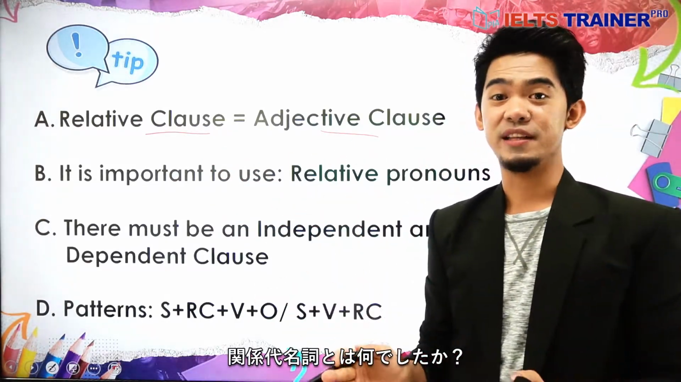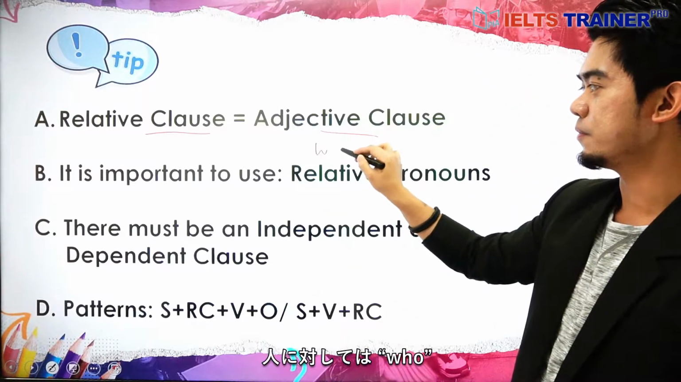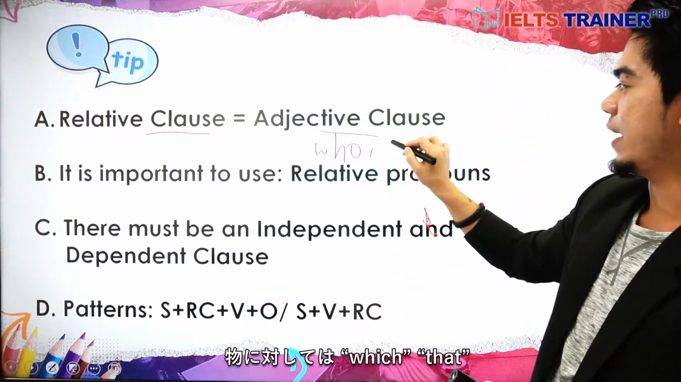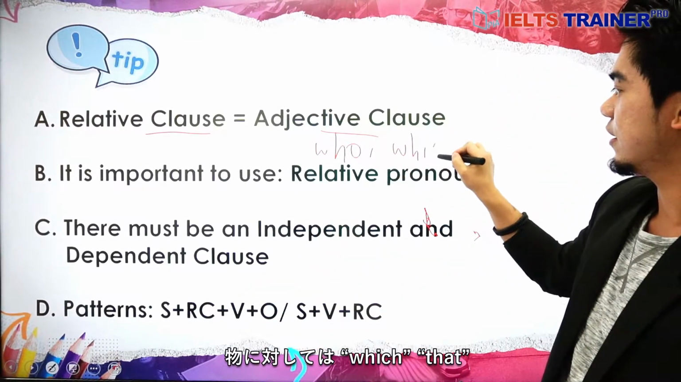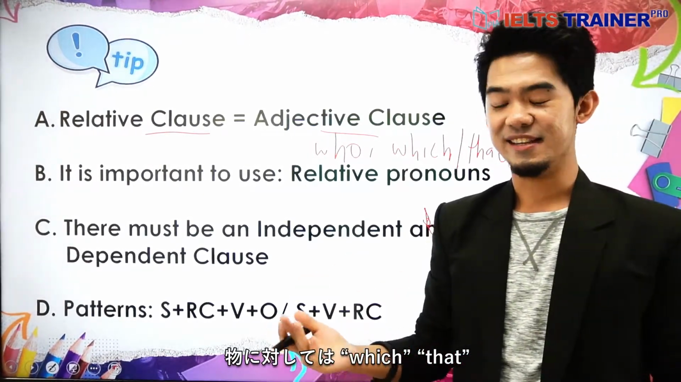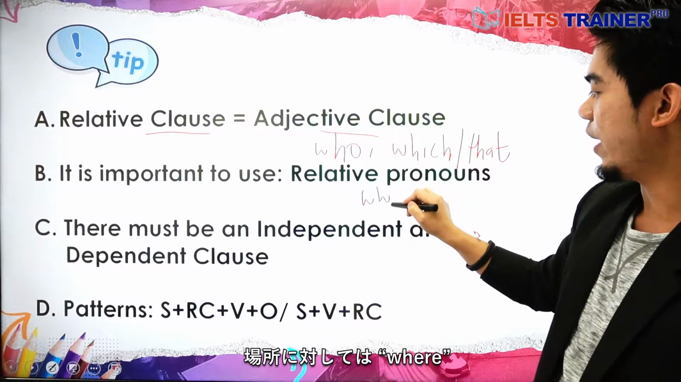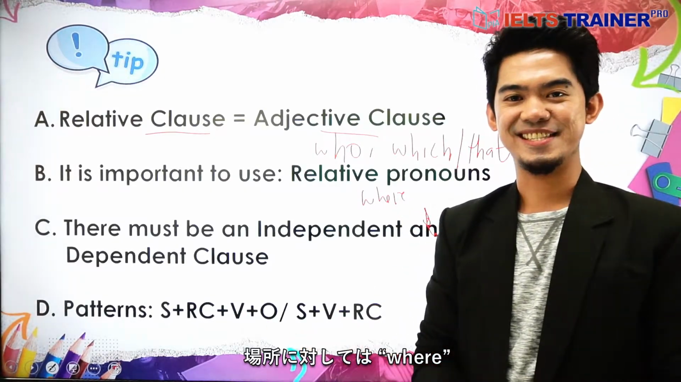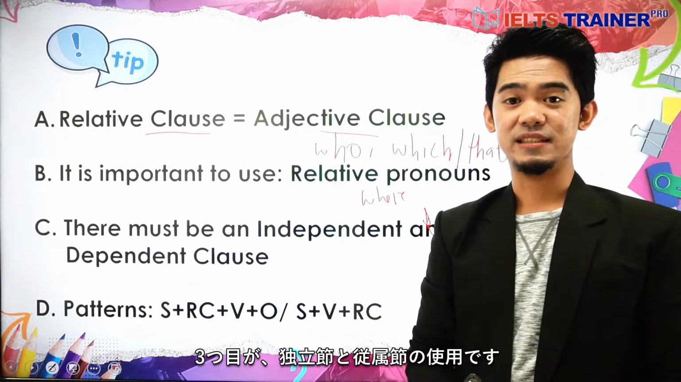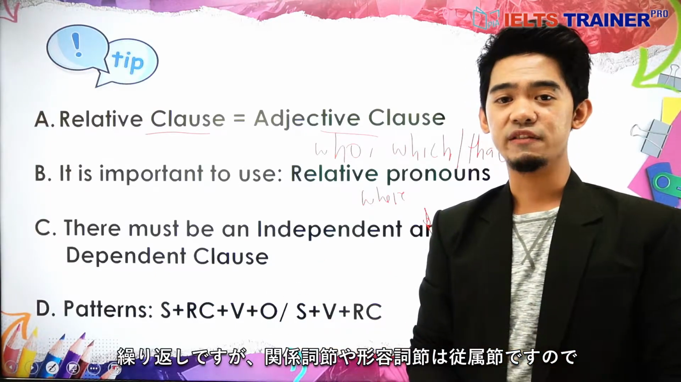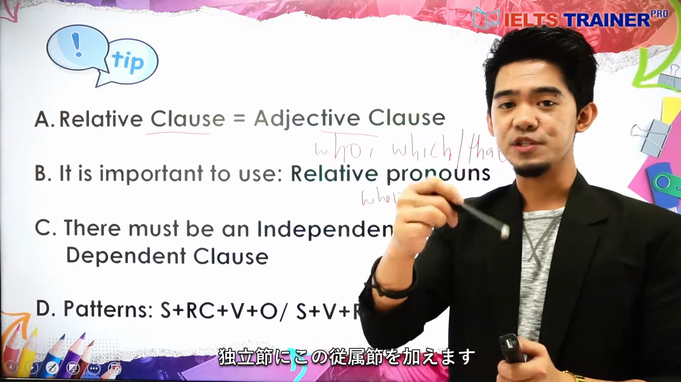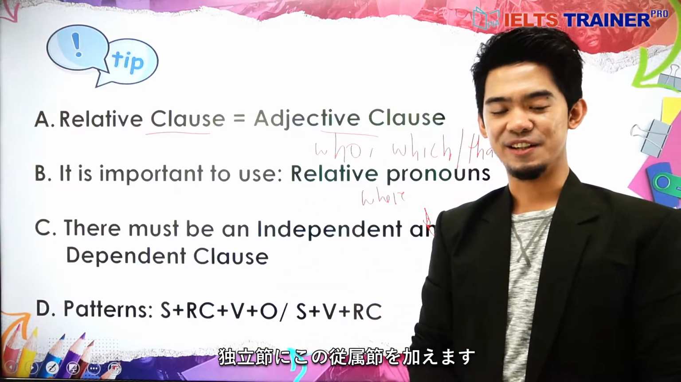Again, what are these relative pronouns? These are your who for people. We have which or that for things. And last one, we have where for places. Next one, there must be independent and dependent clauses. Again, relative clauses or adjective clauses are dependent clauses. So you would add this one to your independent clauses.